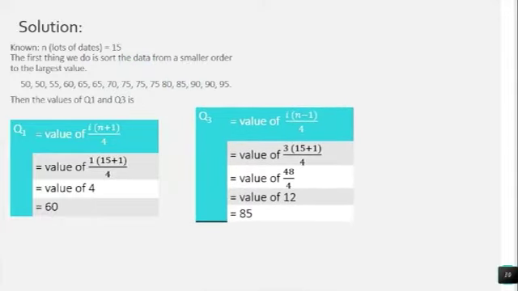Q3 equals the value of the 3 times (n plus 1) divided by 4th data, equals the value of the 3 times (15 plus 1) divided by 4, equals the value of the 48 divided by 4, equals the value of the 12th data, and equals 18.5.